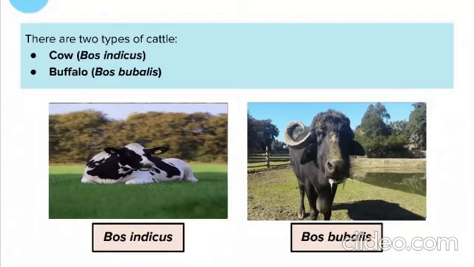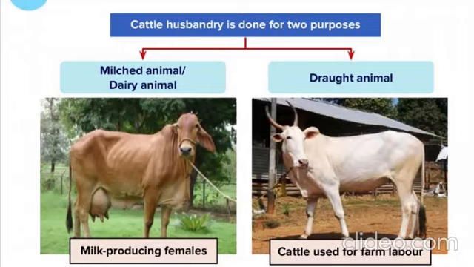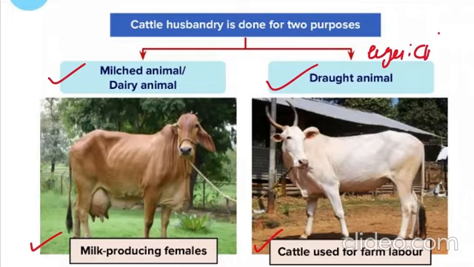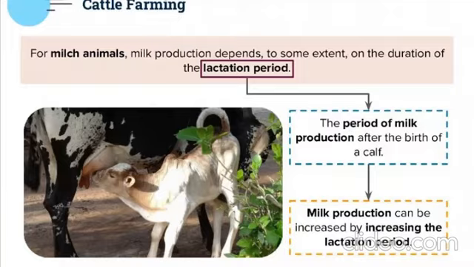There are two types of cattle: cow, scientifically known as Bos indicus, and buffalo, scientifically known as Bos bubalis. So these are the two cattle we have, cow and buffalo. And cattle husbandry is done for two types of purposes. First is for milch animals, and second is for draught animals. Milch animals are the female cattle which will produce milk, and draught animals are the cattle which we will use for agricultural labor.